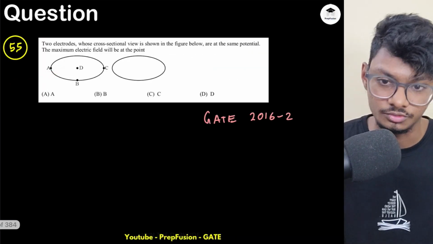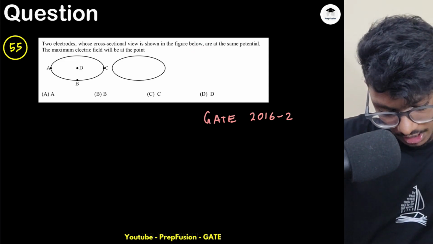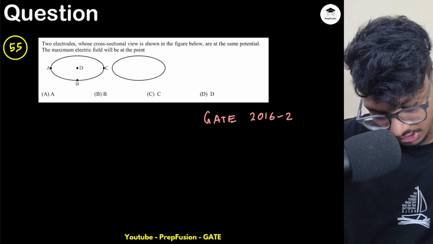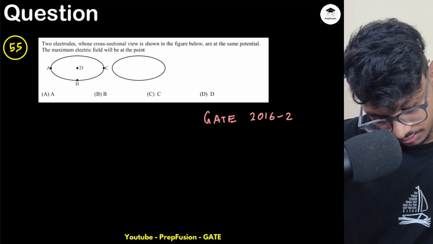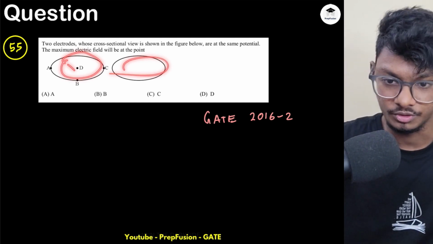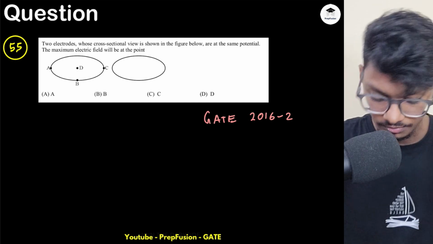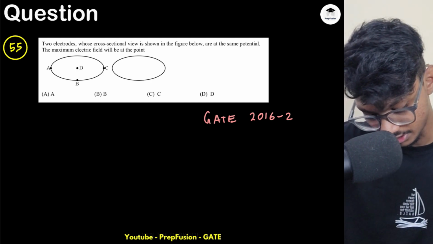Now let's start with this question. Two electrodes whose cross-sectional view is shown in the figure are at the same potential. The maximum electric field will be at the point which. So these two electrodes are at the same potential. So where will the maximum electric field be? They are at the same potential.